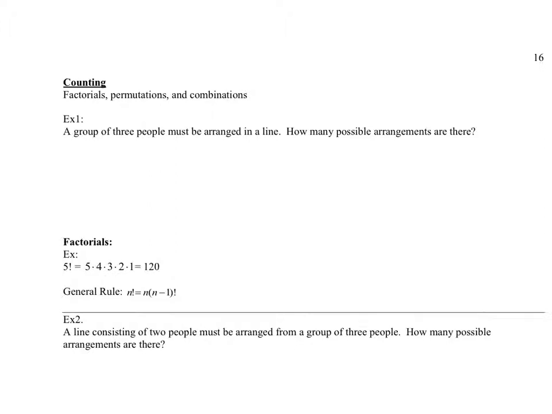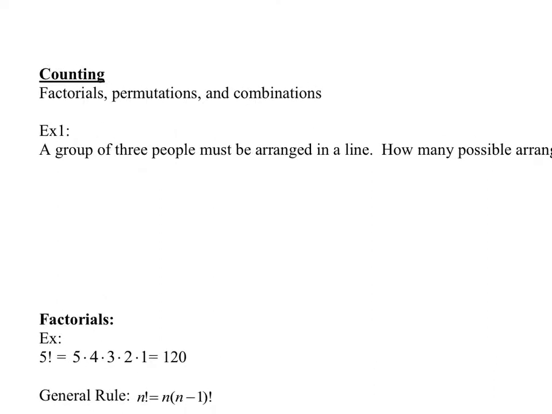So a factorial is that exclamation point, which you should probably be pretty familiar with. But permutations and combinations, maybe a little less so. Factorial is just talking about a full arrangement of n items. I'll keep it simple. For the first case, we're talking about a group of 3 people being arranged in a line. How many possible arrangements are there?